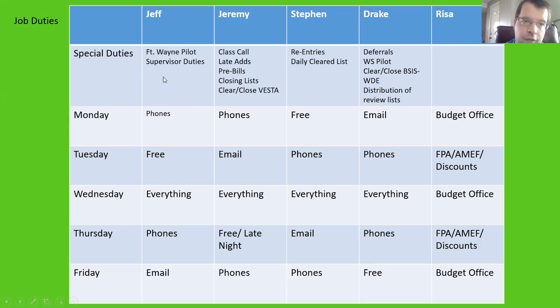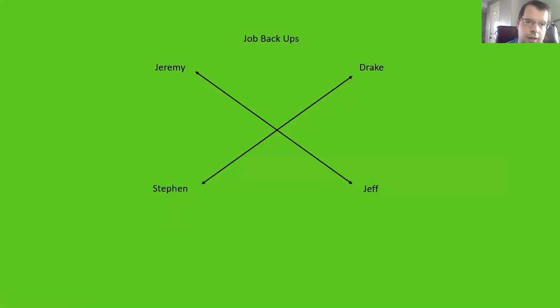Jeff has supervisory duties in the Fort Wayne pilot. Jeremy has class call, late adds, pre-bills, and closing lists, and works specifically with VESTA students. These are students who come to us through an organization called VESTA, which does recruitment for colleges. Stephen works with re-entries and the daily cleared list, and Drake with deferrals, the Wesley Seminary pilot, closing, the web development cluster, and distribution of review lists. These jobs are unique to these individuals, unlike the phones and emails, which are shared, with a few exceptions, and we'll get to that now.